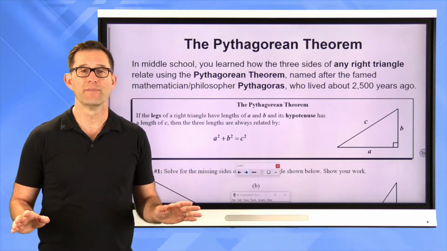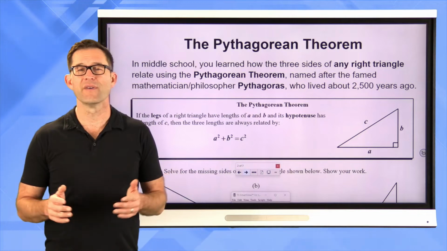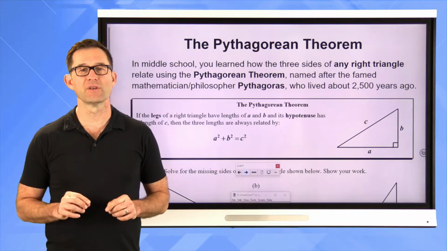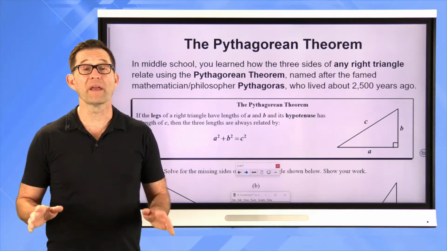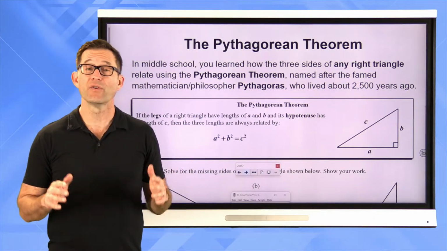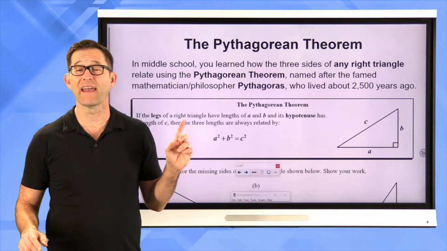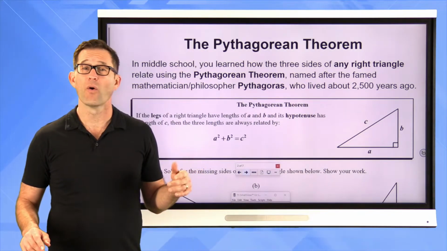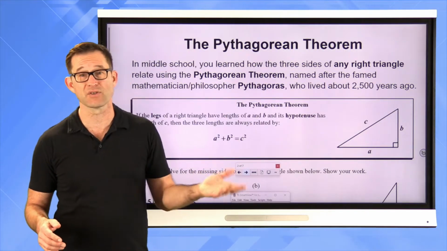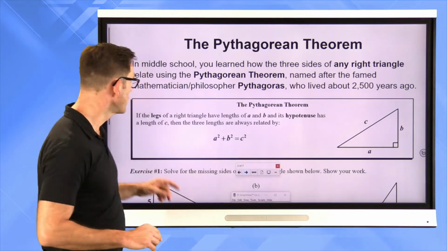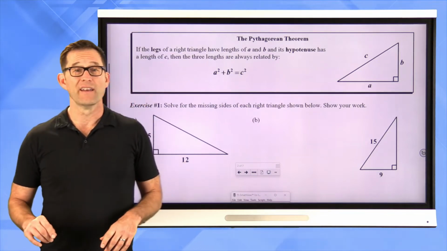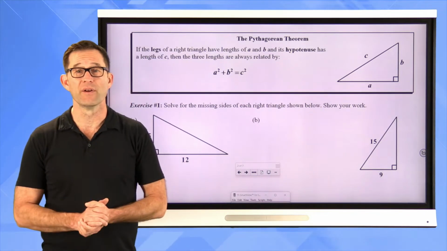The Pythagorean Theorem. In middle school you learned how the three sides of any right triangle relate using the Pythagorean Theorem, named after the famed mathematician and philosopher Pythagoras, who lived a whopping 2,500 years ago. Pythagoras lived so long ago that there's a lot of doubt about whether he had anything to do with this theorem, or if it just got named for him because somebody he taught, or somebody they taught, actually came up with it. So we don't really know whether Pythagoras invented or derived it, but it definitely got named after him. Let's take a look at the Pythagorean Theorem.